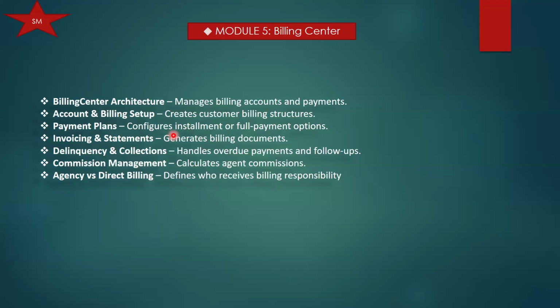Invoice and statement generate a billing document. And delinquency collection handles the overdue payments and follow-up. When you have taken a policy and you have paid 2 years and for the next 3 years you are not able to pay, then overdue will happen. So those kinds of follow-up functionality are handled by the collection one. And the commission management calculates agent commission.